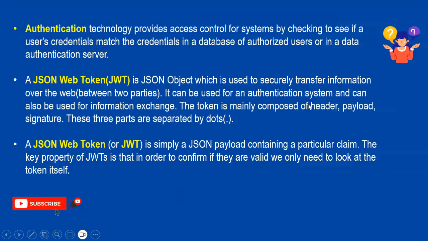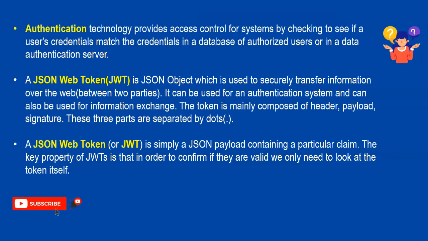What is authentication? Authentication technology provides access control for a system by checking to see if a user's credentials match the credentials in the database of authorized users or in a data authentication server. So, authentication is a technology or flow which validates user credentials like user ID and password or OTP. But in a .NET Core Web API, how can we do this? We can use JSON Web Token, or JWT.